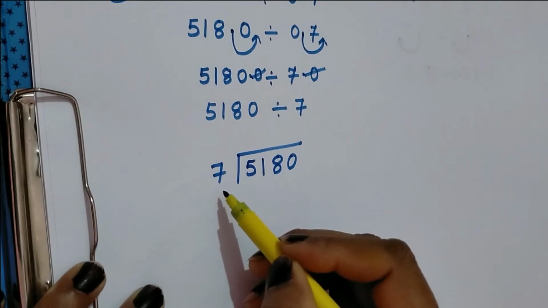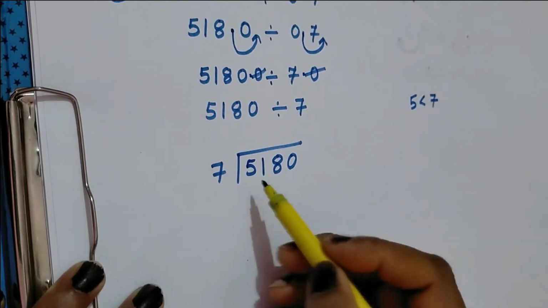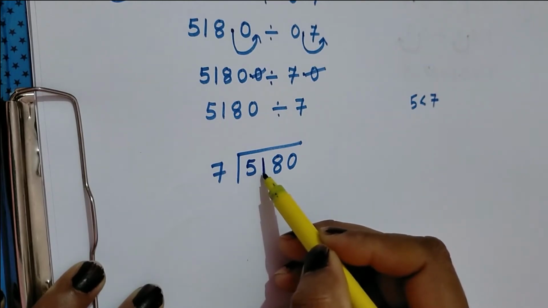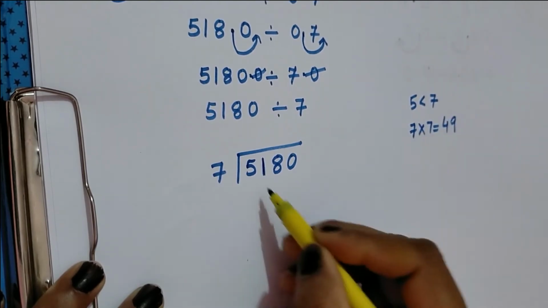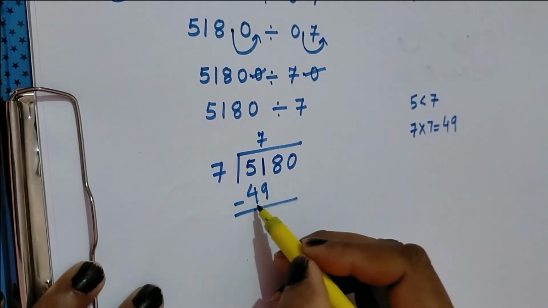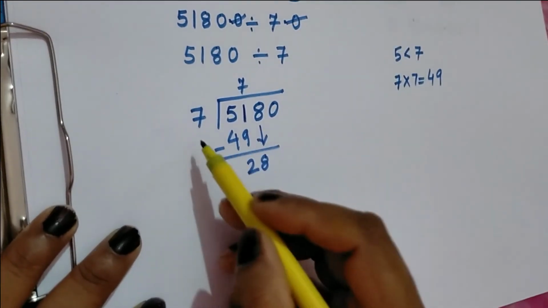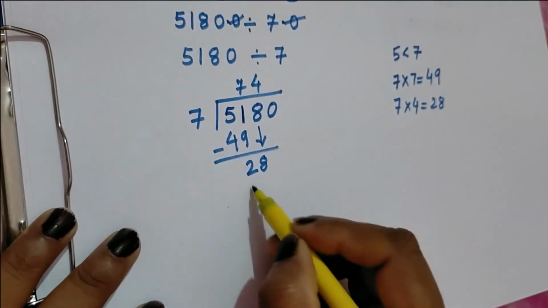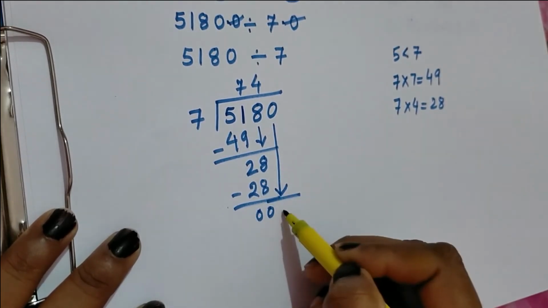As this 7 is a one digit number, we need to compare it with one digit. So here 5 is less than 7. So for the very first time we can combine the 1 together. So now the number is 51, and we know in the table of 7, 7 times 7 is 49, which is just less than 51. So here I am writing 7, and 49 here. 51 minus 49 is 2. The next digit copied over here is 8. Now we know that 4 times 7 is 28. So here I am writing 4, and here 28.